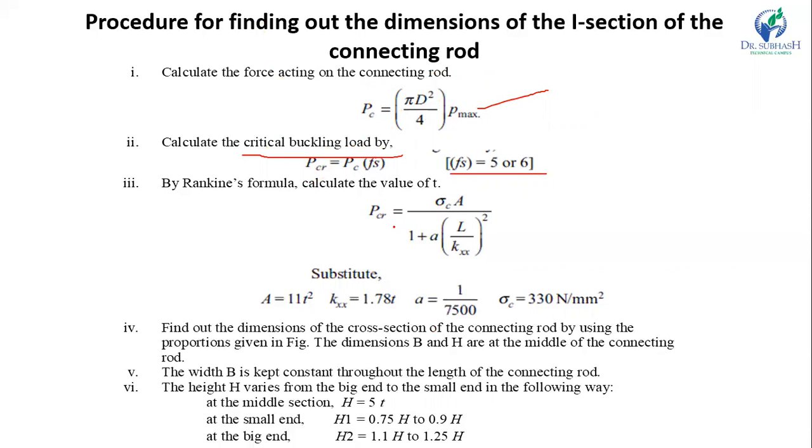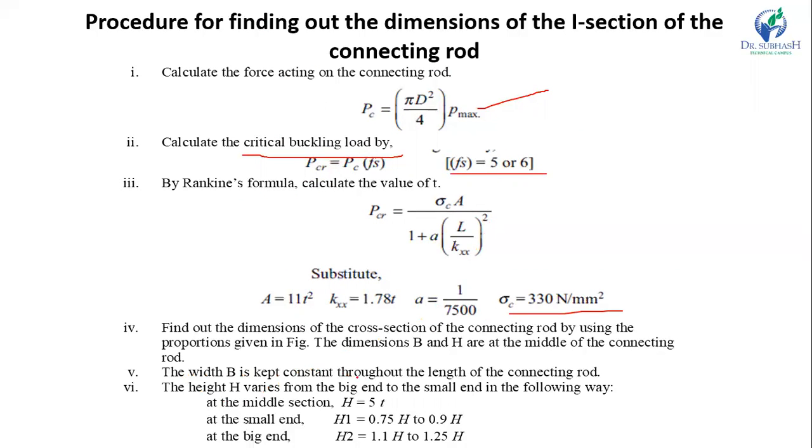Then apply the Rankine formula. We put in the Rankine formula, PCR is equal to sigma C into A upon 1 plus a L upon KXX square. Now in this, the value of A is 11t square, KXX is equal to 1.78t, a is equal to 1 upon 7500, and sigma C is given. Put these in and you get the value of t. So find out the dimensions of the cross section by using this equation.